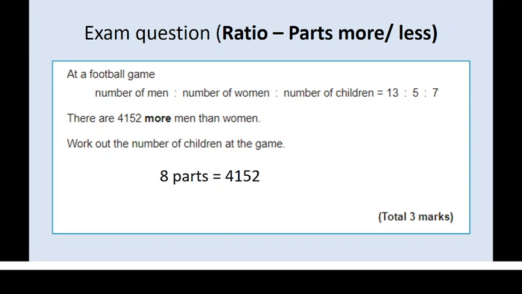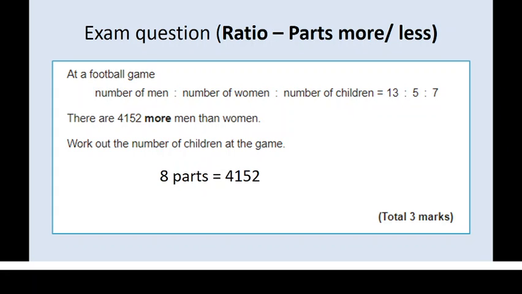So what I would like to do now is have a go at this question. Okay, so the first bit's come up, just ignore that. Okay, so it says at a football game, so this is taken from an exam. At a football game, the number of men to the number of women to the number of children is 13 to 5 to 7. There are 4,152 more men than women. Work out the number of children at the game.